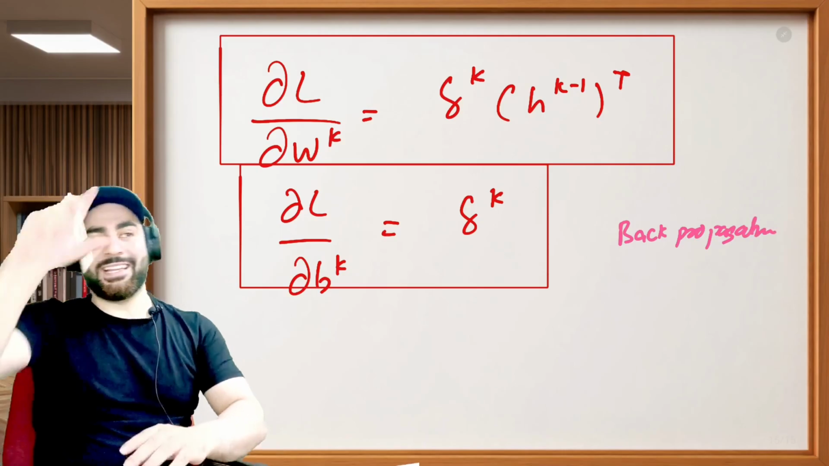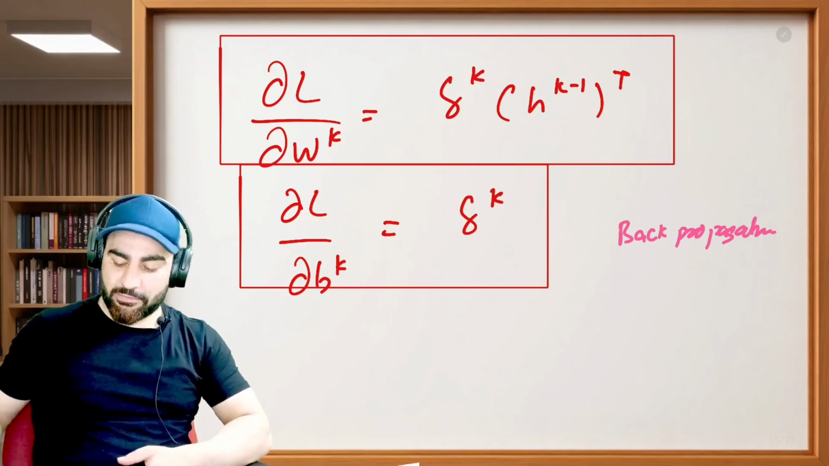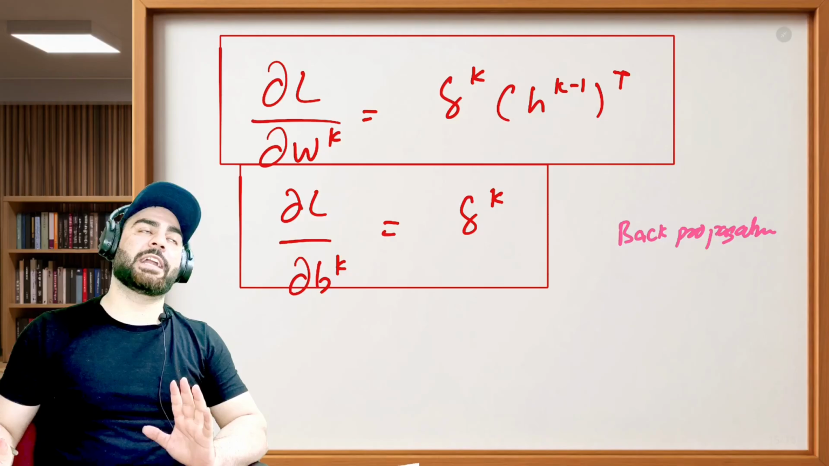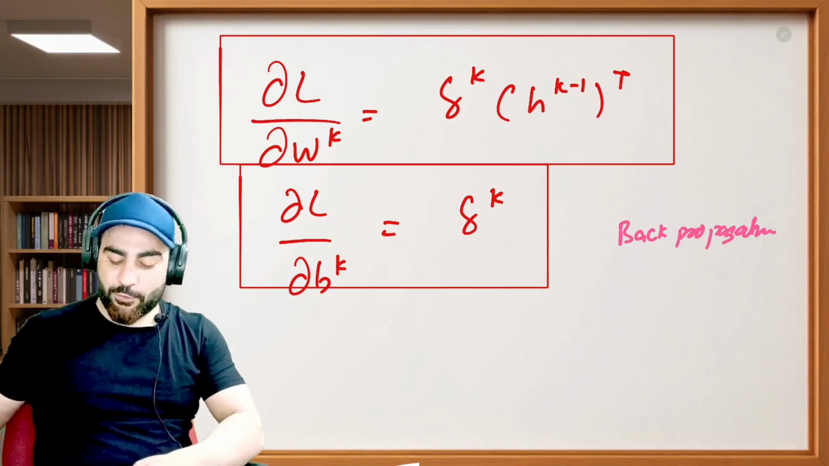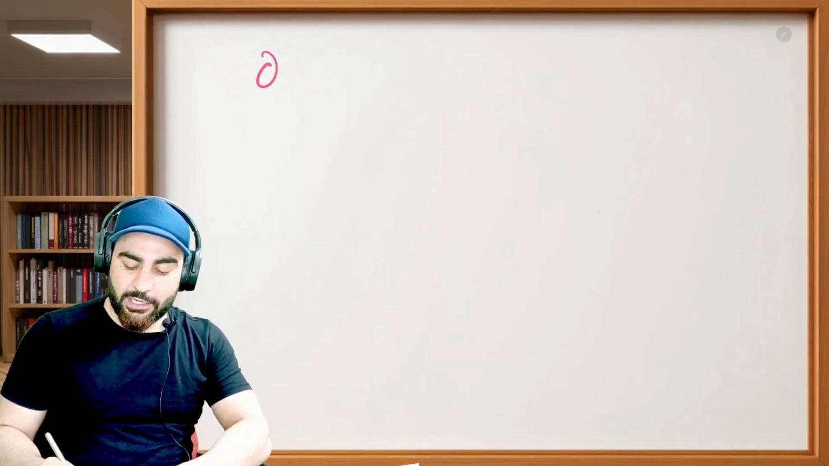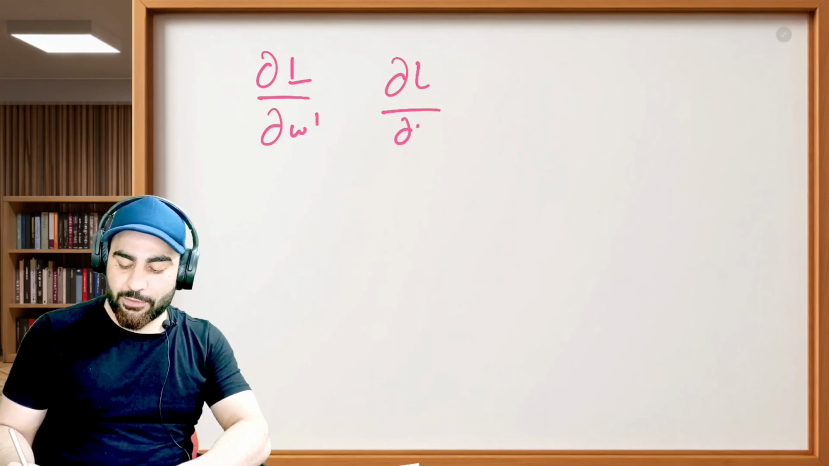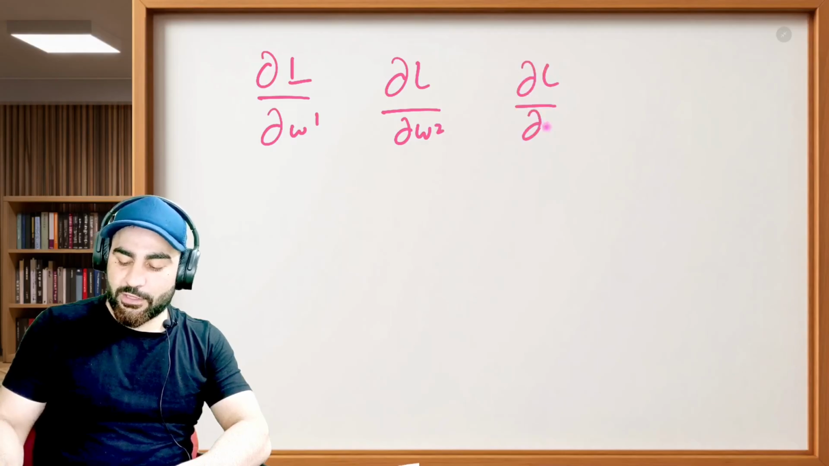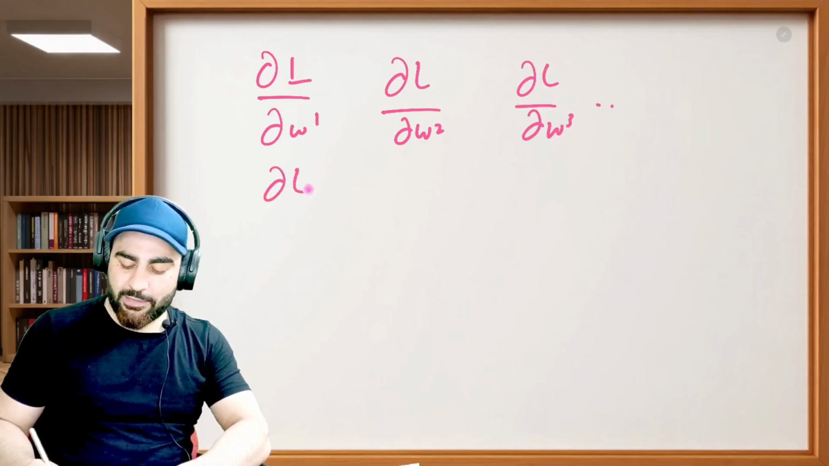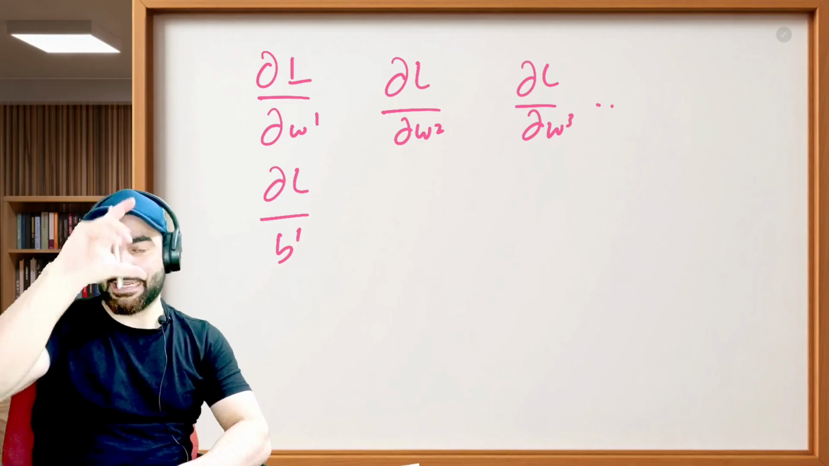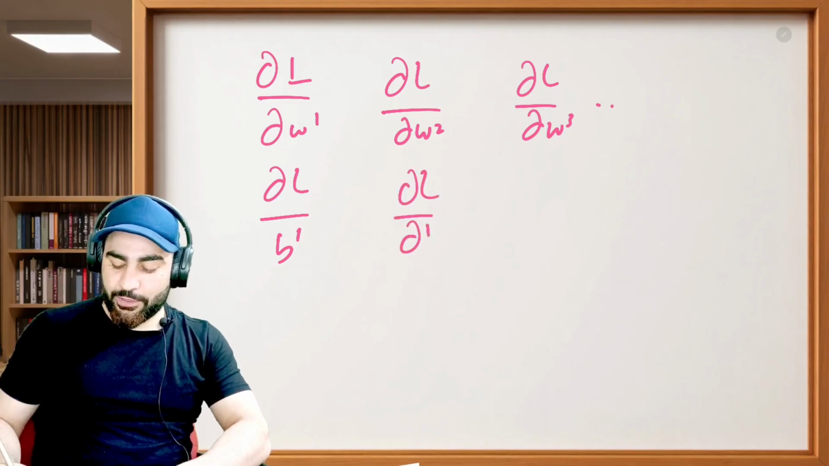Now you can give me any layer, and you can repeatedly apply these things, and you will get the value of this. After this, you will get something of this sort: dou L by dou W1, dou L by dou W2, dou L by dou W3, and so on, dou L by dou b1, so this is the bias at layer 1, dou L by dou b2, and so on.